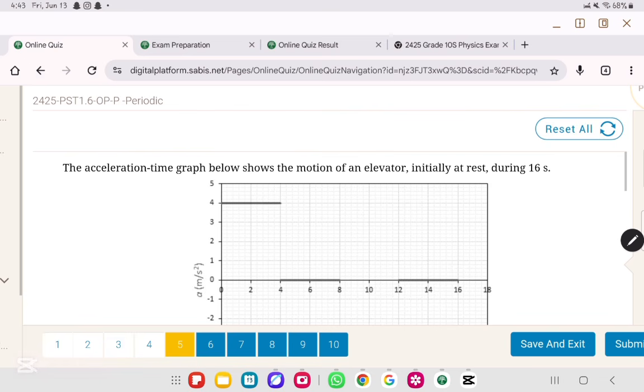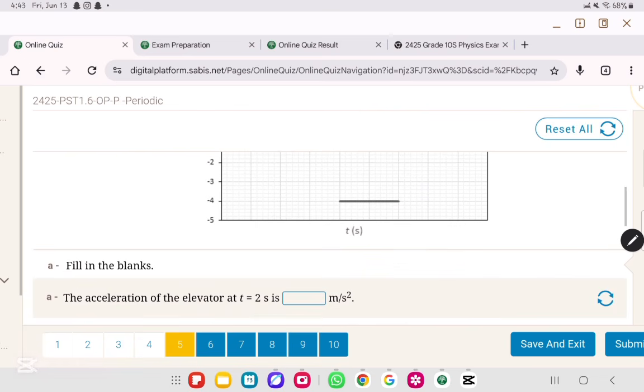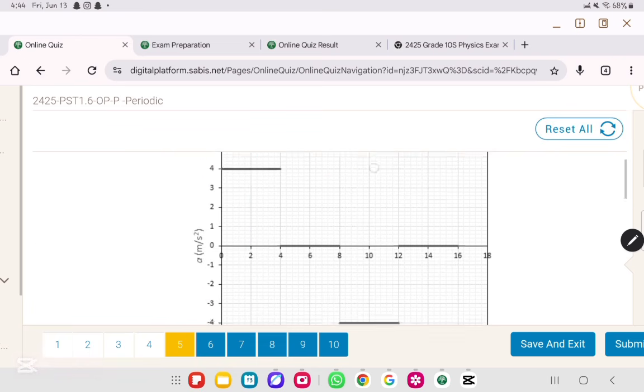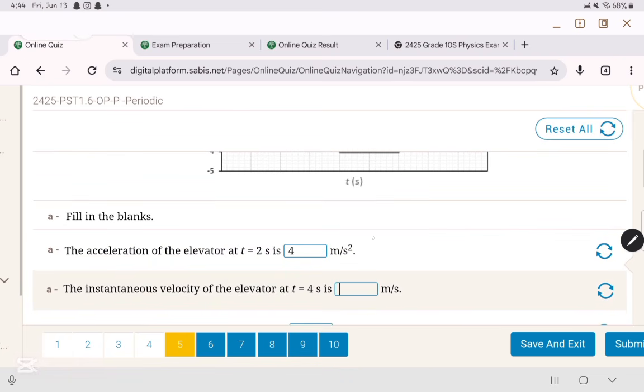We move on to question number 5. So we have part A, the acceleration of the elevator at time 2 seconds. Very simply, you will go here, you will find the time, and you will say what is the acceleration at this time. So at time 2 seconds, remember this is an acceleration time graph, so this is the acceleration, right? So the acceleration at time 2 seconds is 4 meters per second squared.